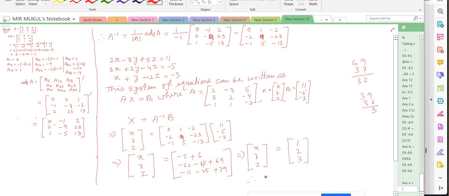So therefore, by comparing both sides, we can say x equals 1, y equals 2, and z equals 3. So you can understand during the examination, if these kind of questions come, and if you make any entry wrong, then you will not get the proper answer, right? Yes, sir. Be careful about that.